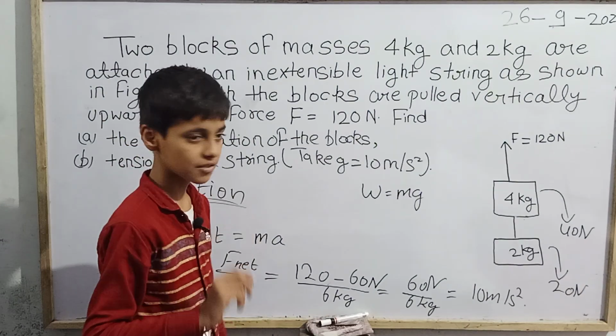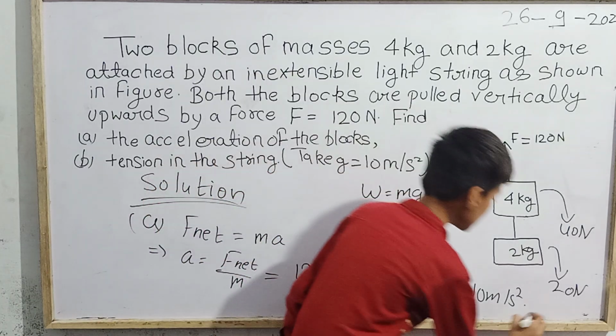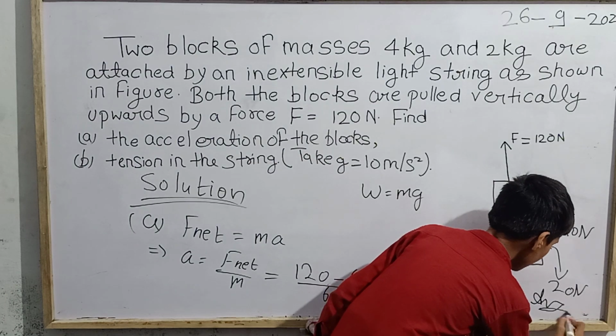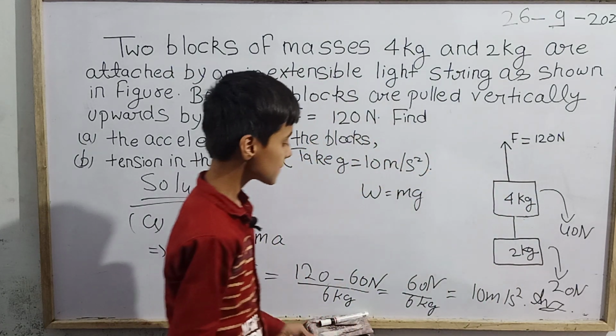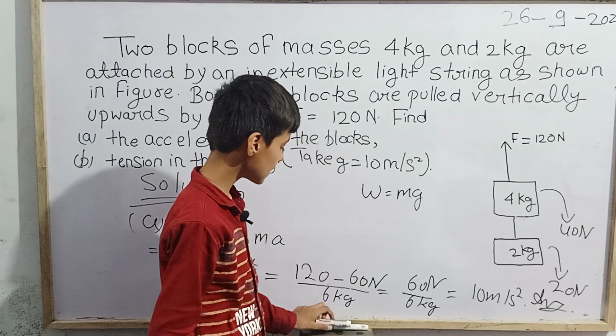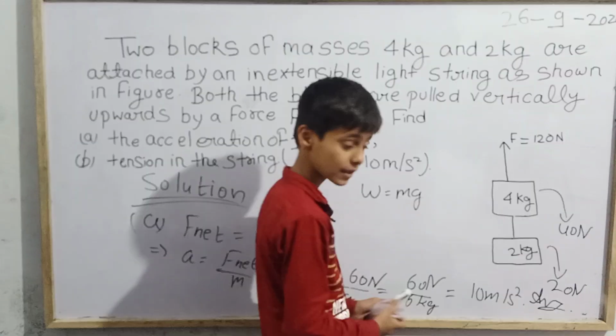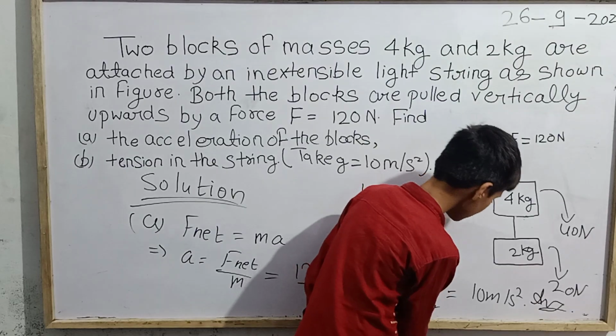So now this question is very easy. This is the first answer, so here we can write the answer. Now we got one answer. There were two parts, A and B. A we calculated, now we only have to calculate B. We found the acceleration, so now it is very easy for us. Let me erase this.